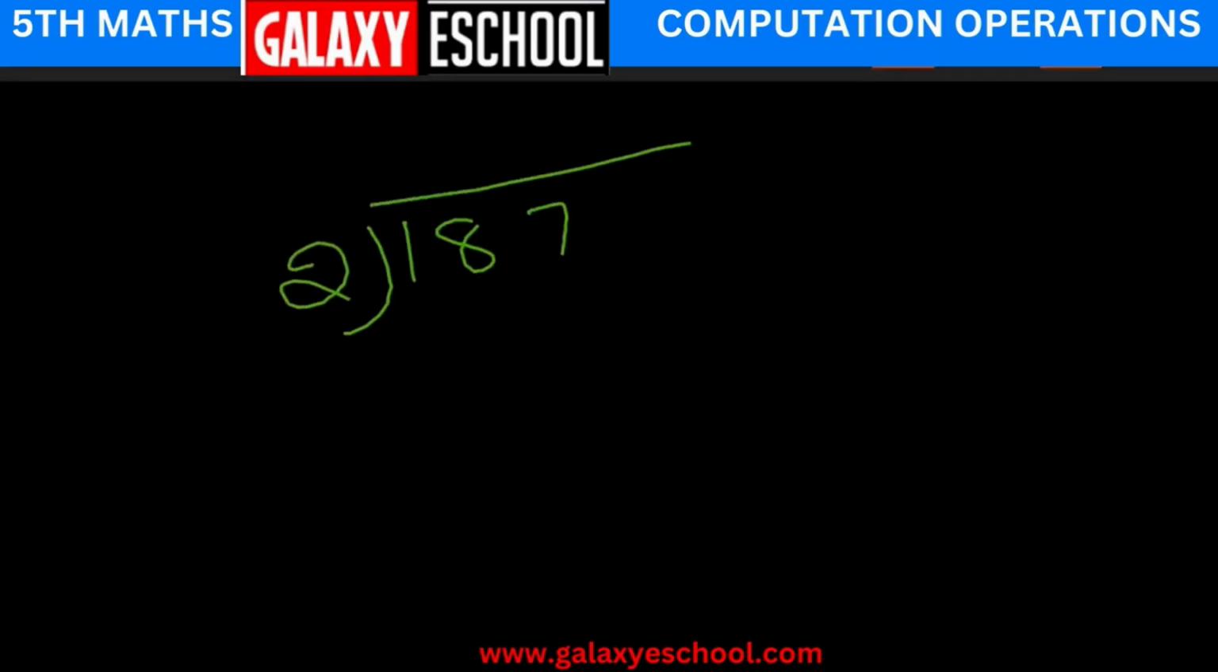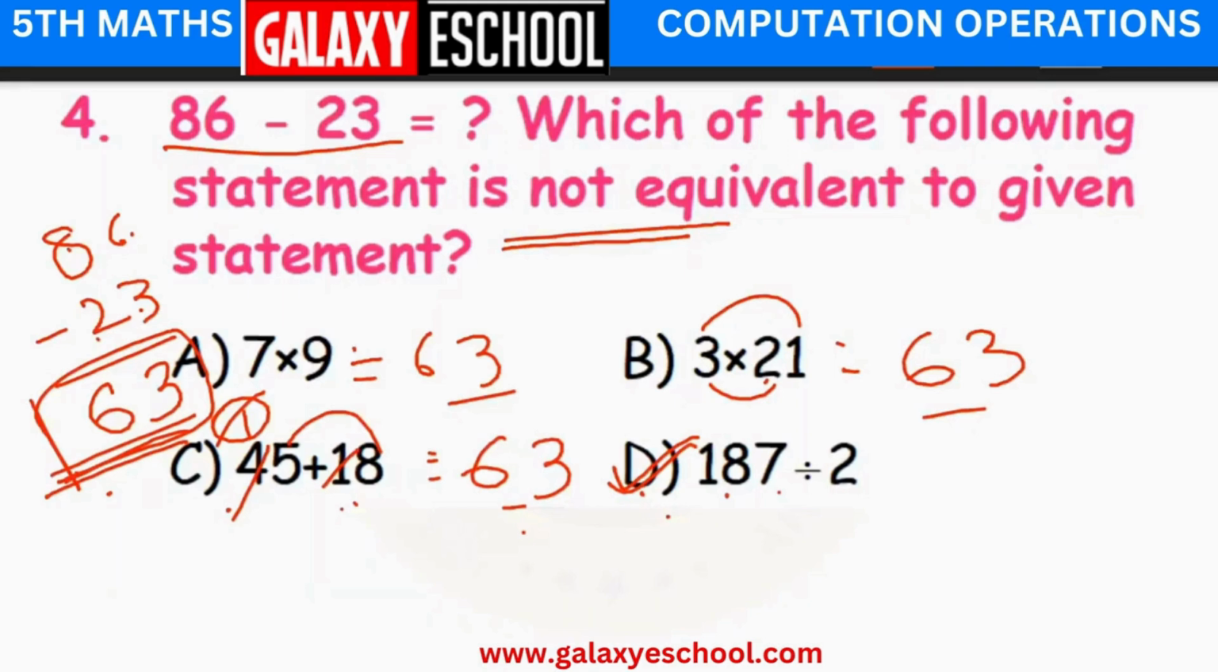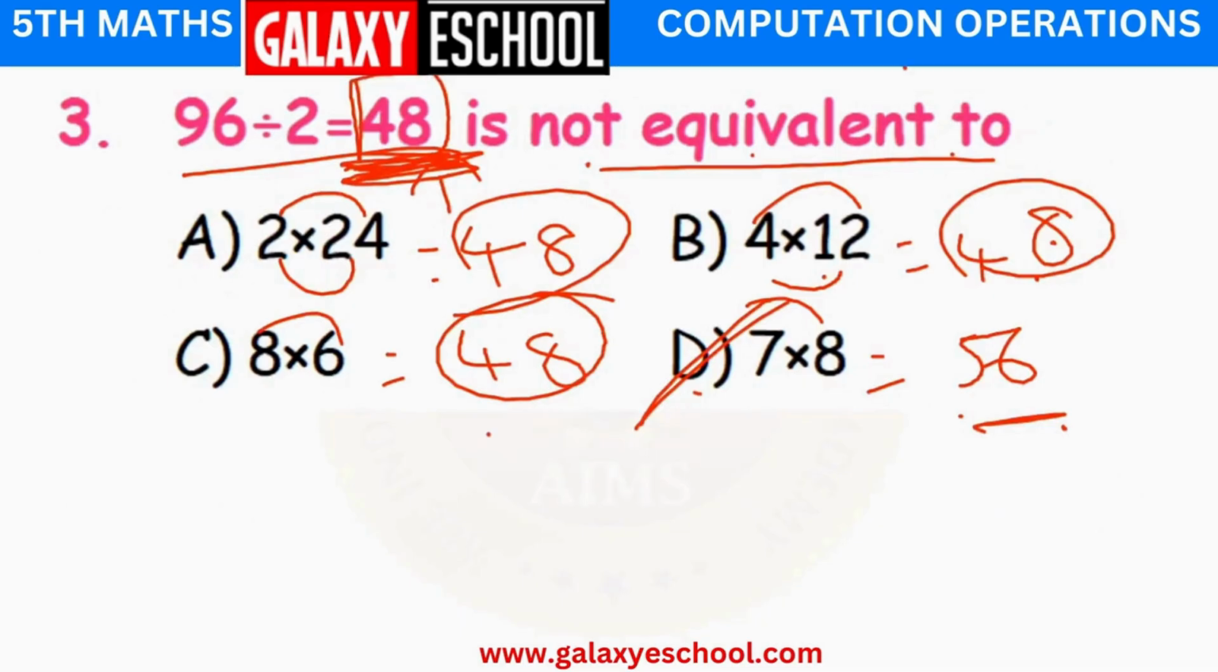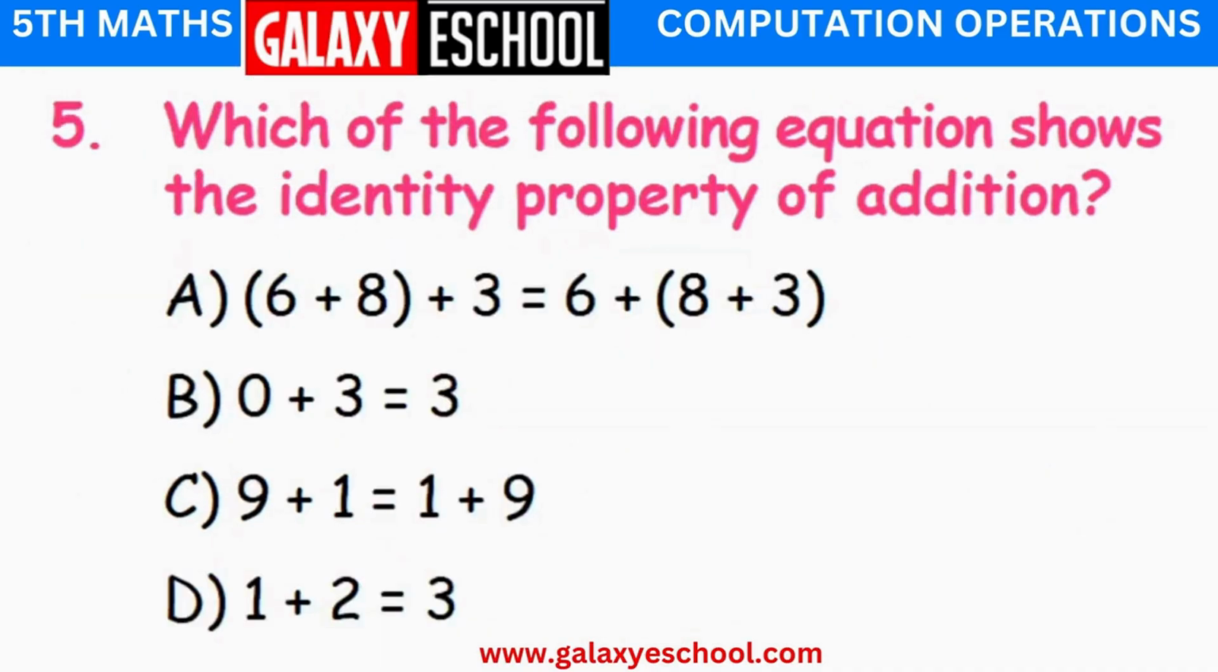187 divided by 2. 2 9s are 18. Yes children, when we subtract 0, 7 is brought down. 2 3s are 6. 7 minus 6 become 1 is our remainder. What is this? 93 is the quotient here. Yes. Clear, right? Option D is the correct answer. Why? Because its answer is 93, which is not equivalent to the difference of 86 and 23.